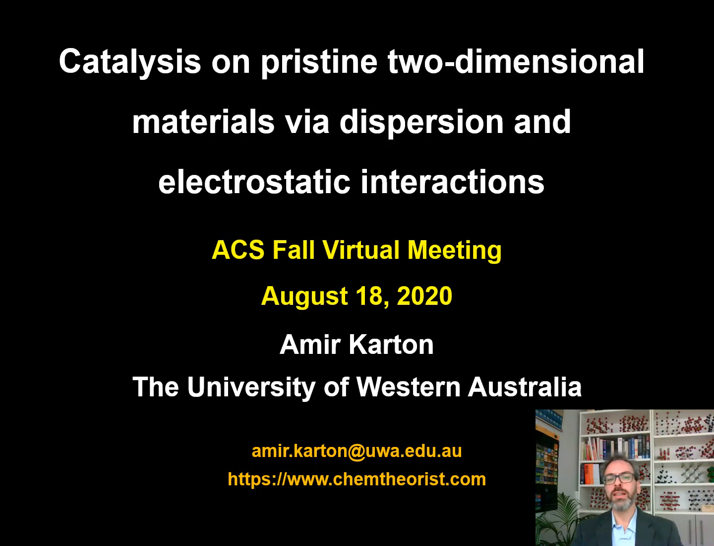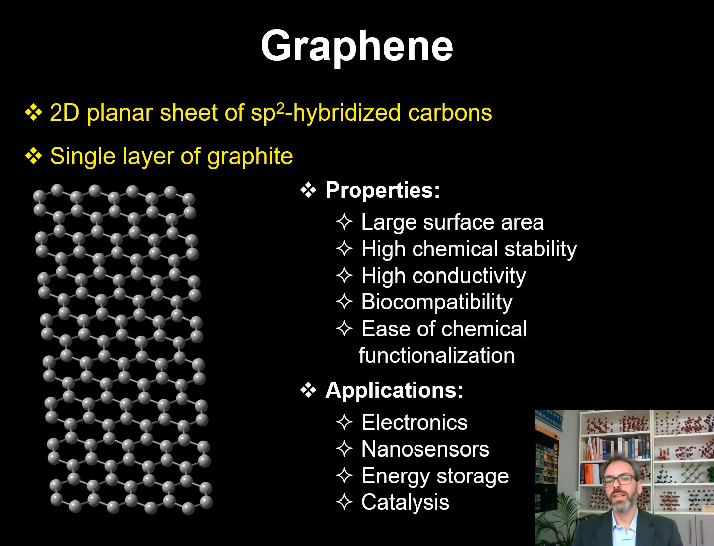Today I'm going to talk about catalysis on pristine two-dimensional materials through dispersion and electrostatic interactions. So graphene is a material that needs no introduction. We all know it's a sheet of sp2 hybridized carbons, and it has very unique physical and chemical properties. For example, a large surface area, high chemical stability, high conductivity, it's transparent, it's biocompatible, and it can be easily modified or functionalized chemically. These properties make it an ideal candidate for a number of applications. For example, in nanoelectronics, nanosensors, energy storage materials, and also in catalysis, which is the topic of this presentation.